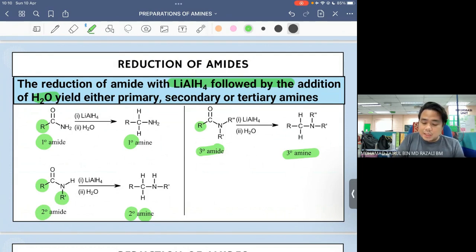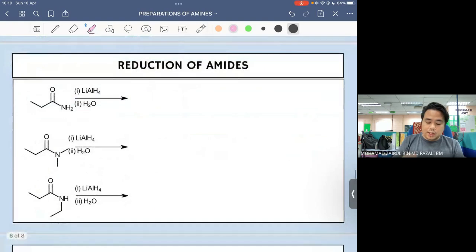What you need to do is just convert the C double bond O to CH2 only. Convert C double bond O to CH2. Same with tertiary amide. Just convert the C double bond O into CH2. Okay, so let's take a look at this example.